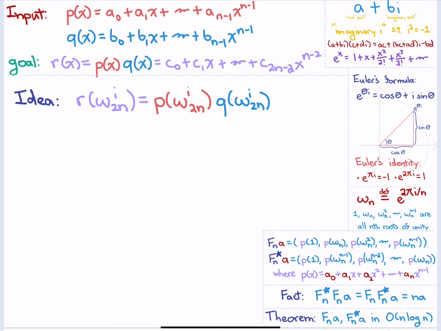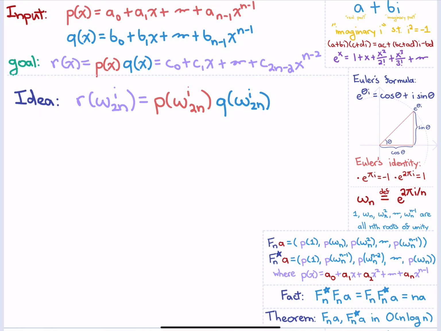I can get rid of the highest power. Well, I could have written 2n minus 2 instead of 2n, but 2n's fine and it's notationally simpler. We can get rid of the highest power because the sum of all the powers of omega should add to 0. That's true, and that actually shows up in the proof of the inverse part. But no, that's not the direction I'm trying to go here.